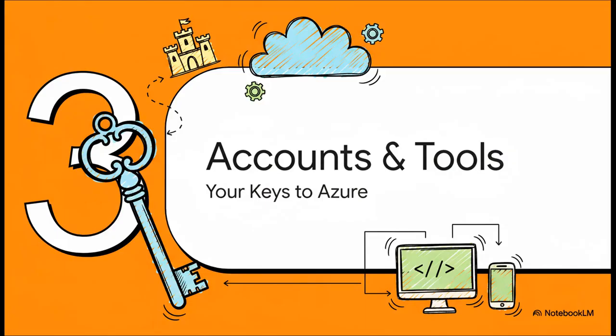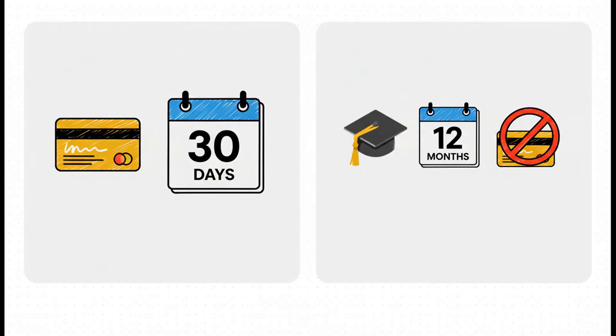Okay, so we've got the physical world down, and we understand the logical hierarchy. But how do you actually get the keys to the kingdom and start using this stuff? Let's do a quick run-through of the accounts and the tools you'll use to interact with Azure. Here's another exam-focused comparison for you. There are two main ways to get started for free. The standard Azure free account gives you some credit for 30 days, but, and this is key, it requires a credit card to verify you're you. The student account, on the other hand, gives you $100 of credit for a full year, and crucially, does not require a credit card. The exam loves to ask about that difference.